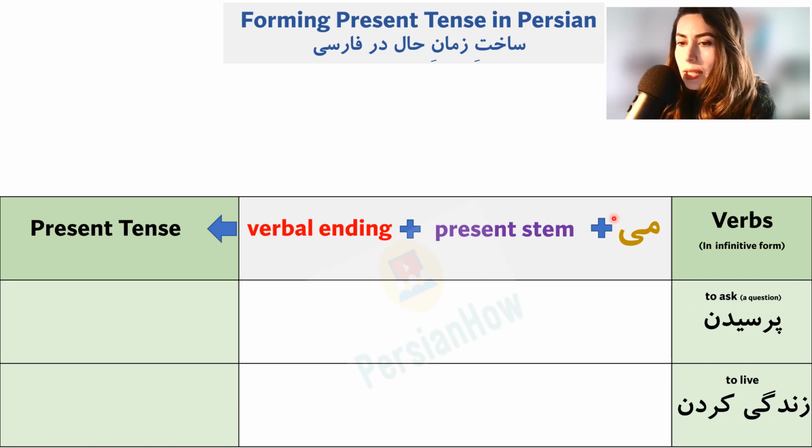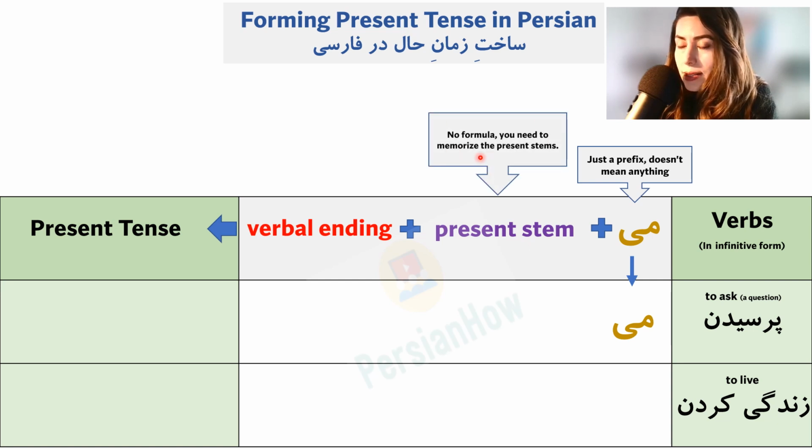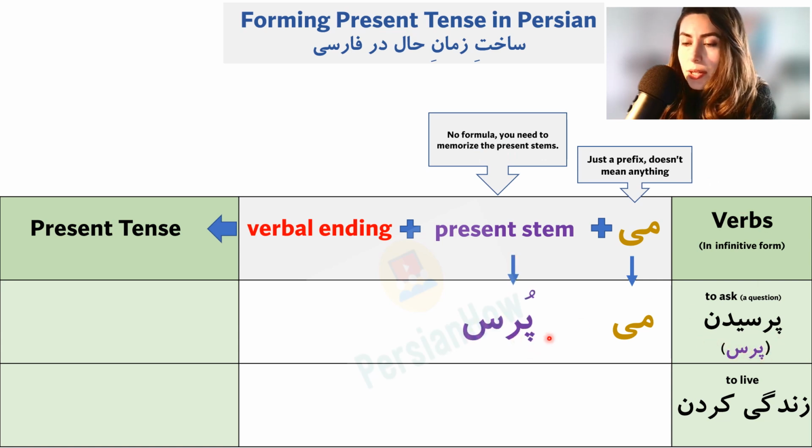So the first thing we need is the prefix me. The prefix me, it doesn't mean anything. It is just used here to make present tense. So me is here, and then we need the present stem of the verb. There is no formula for the present stems. You just need to memorize them. So پرسیدن, the present stem is pors. So it comes here, pors.